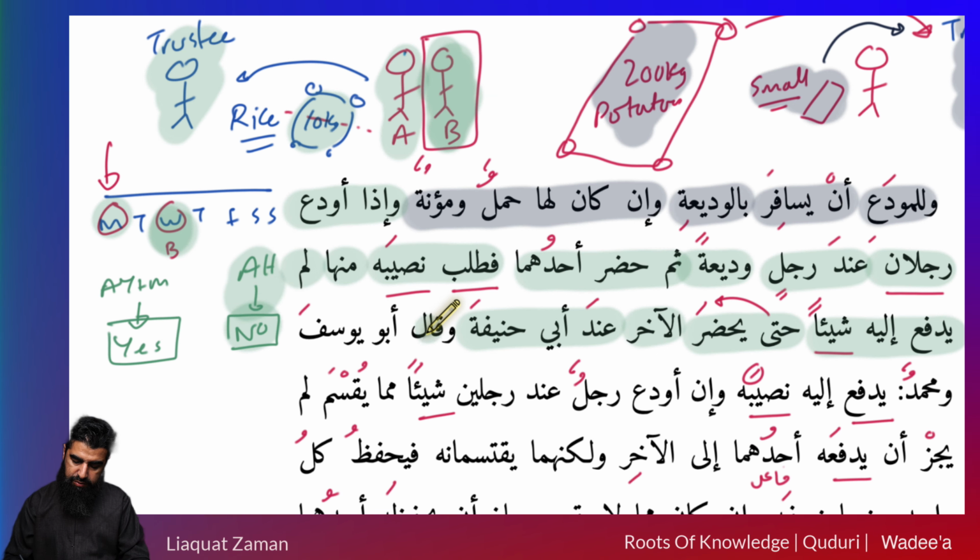What do Imam Abu Yusuf and Muhammad say? قالا يدفع إليه نصيبه. They say yes, you can hand it over, because it's something which is divided between the 2. 5 kilos is his, 5 kilos is his, and therefore he can give his particular share to him. That's the difference between the 2. So that was quite easy then.